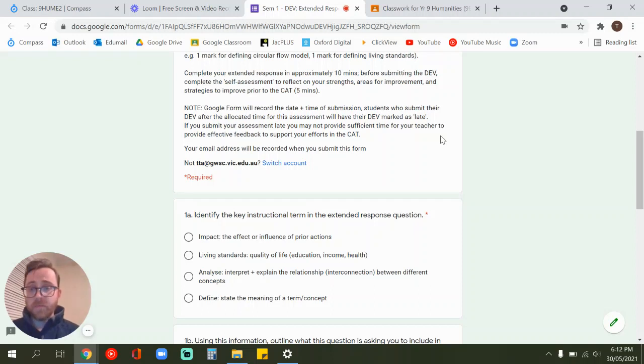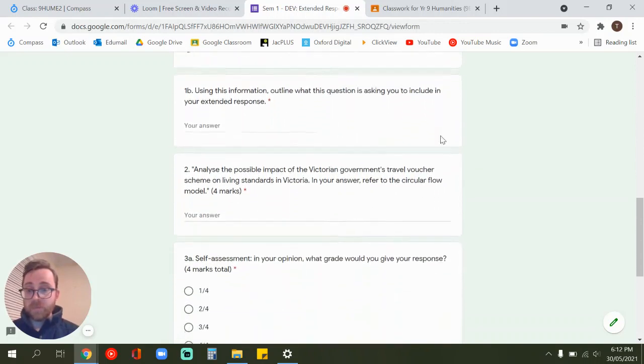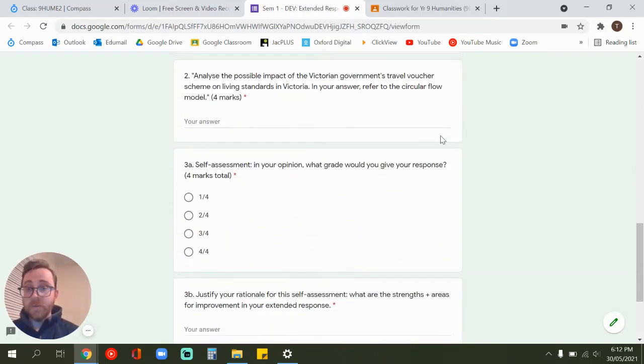Before submitting the dev, complete the self-assessment to reflect on your strengths, areas for improvement, and strategies to improve prior to the CAT. So that'll be another 5 minutes we'll provide. Again, you don't have the whole lesson to work on this, because that's not going to set you up very well for the CAT if you're spending 50 minutes on one question. Try and complete this one question, this extended response, in 10 minutes.